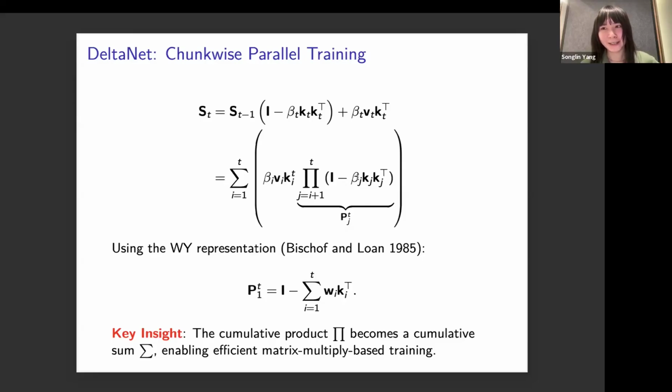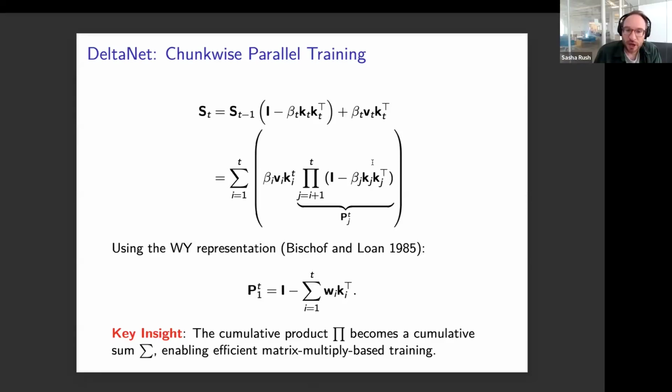And here I stand on their shoulders and use their very amazing algorithm called the WY representation. This is a very classical algorithm to compute the cumulative product of Householder matrices in a memory- and computation-efficient manner.